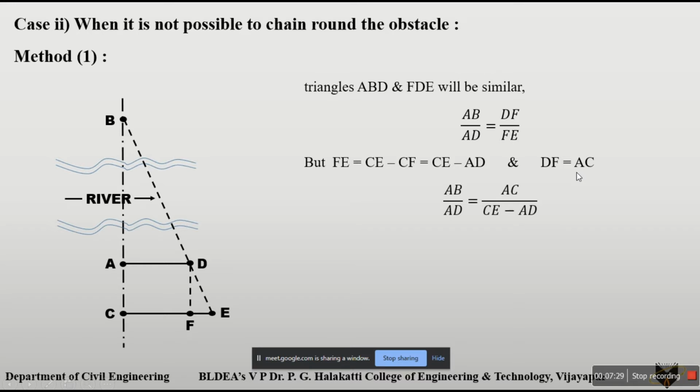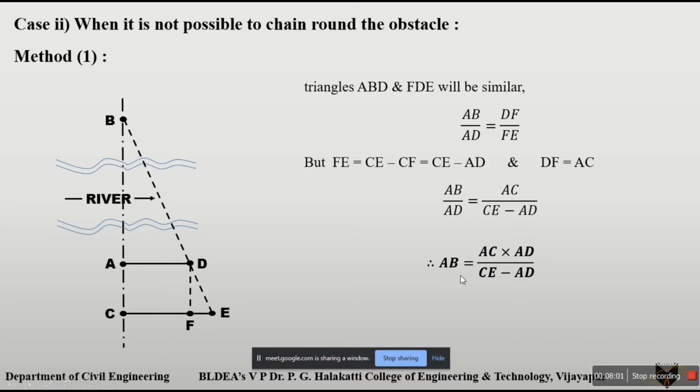Then our final formula, what is it? AB by AD. Instead of writing DF, we are writing AC here. Similarly, instead of FE, we are writing CE minus AD. So in this formula, the unknown is AB only, that is the distance from this point to this point. So AB is equal to AC into AD, taking this AD term to this side, divided by CE minus AD. This is our final formula.